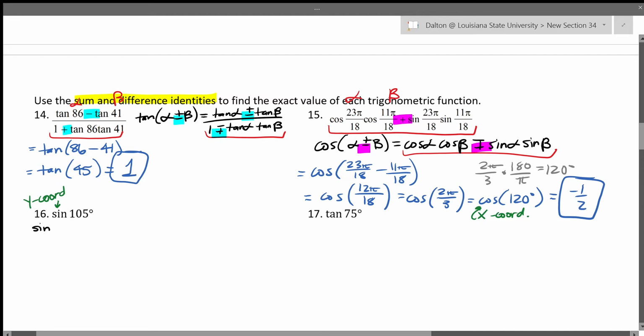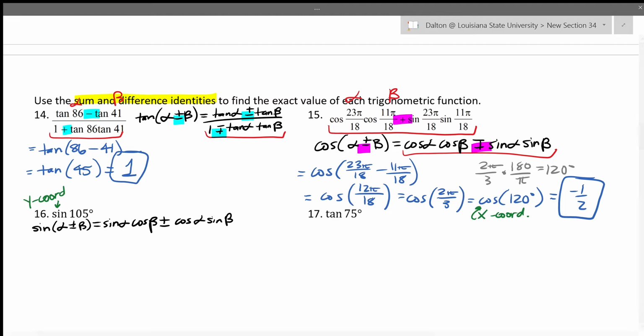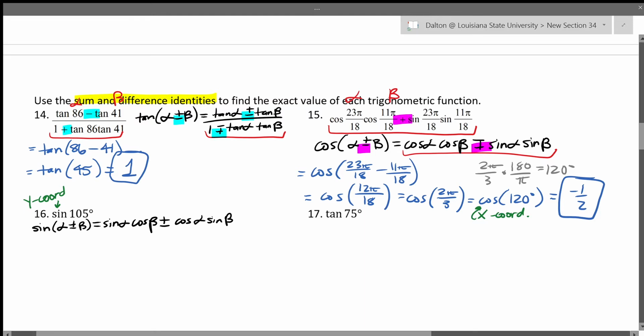If you look at the sum and difference identity for sine, you get sine of alpha plus or minus beta is equal to sine alpha cosine beta plus or minus cosine alpha sine beta. So if you look at it this way, there are two different angles. 105 is not alpha or beta. You want to find two angles on your unit circle that add or subtract to be 105.